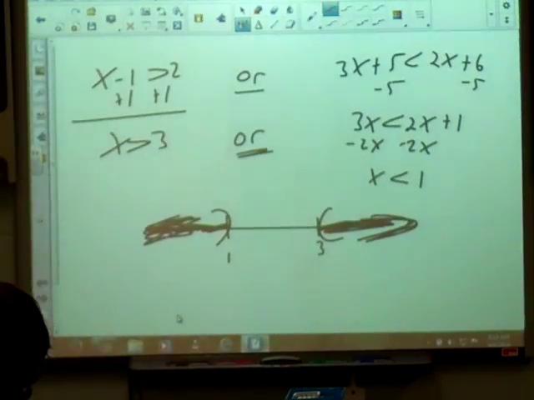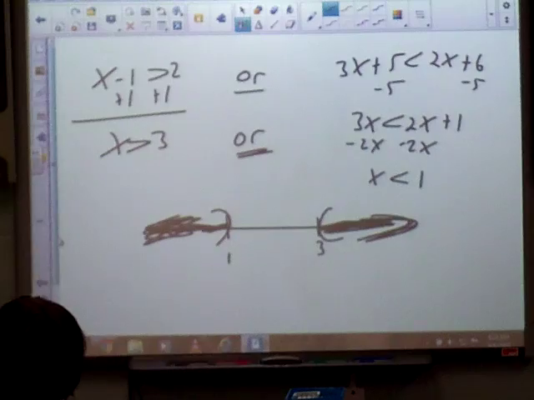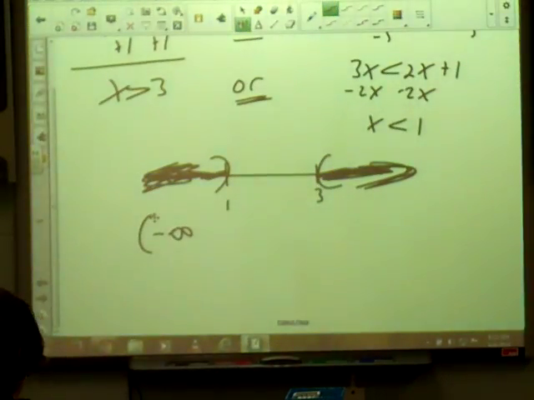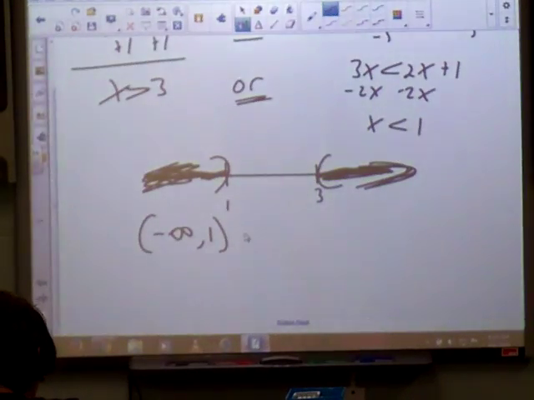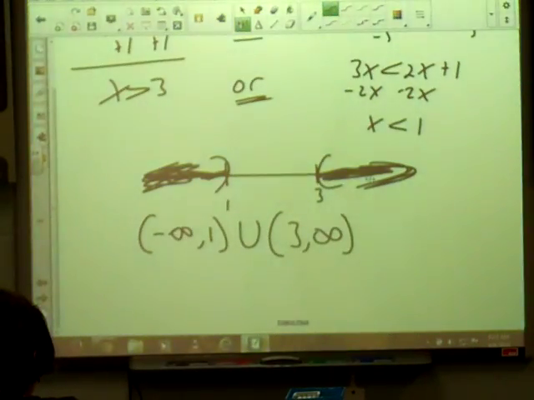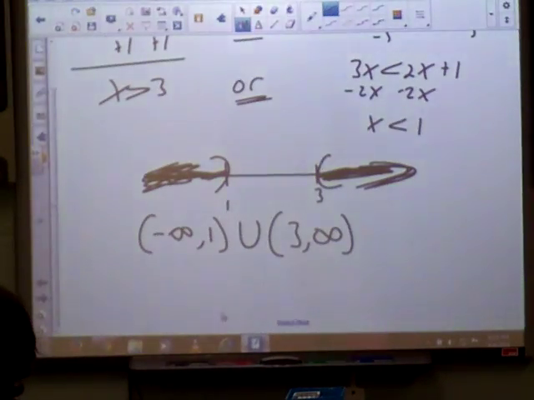Okay, now we've got a funny new way of writing our answer on this. So when we go to our answer, this goes to negative infinity, right? To 1. That's that piece. Union with 3 to infinity. That's that piece. So you put your 2 pieces, and when it's an or, you put your union sign in between. Kind of looks fancy. I like that.